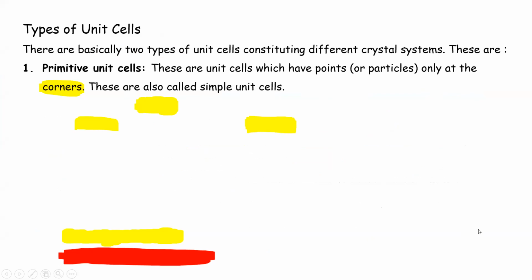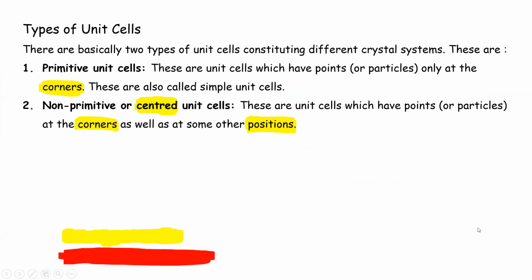No problem. So types of unit cell, there are two types: primitive and non-primitive, or centered unit cells. In a primitive unit cell, all the atoms will be at the corners, and in non-primitive or centered, they will be at corners as well as other places. Now in non-primitive or centered, we have three types.